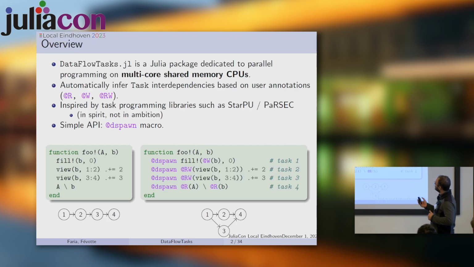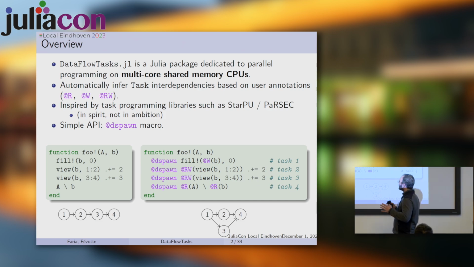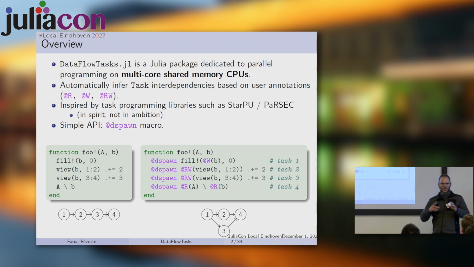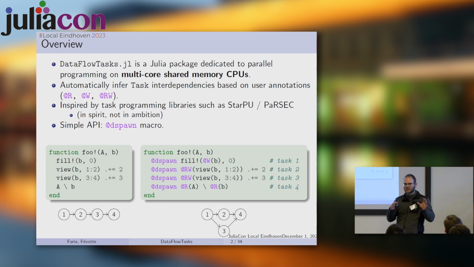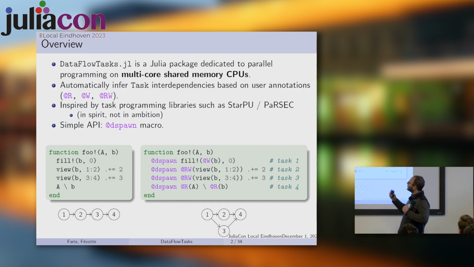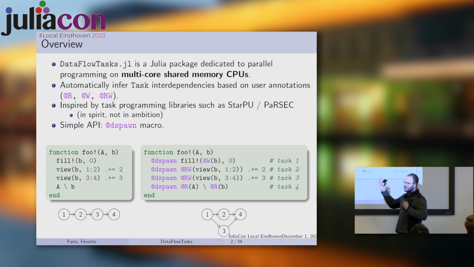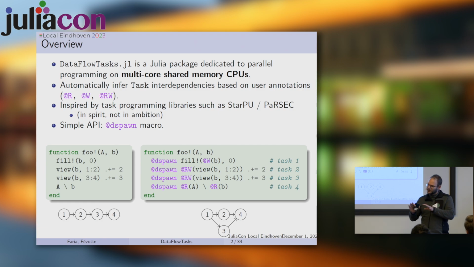So what this does is that it helps you express parallelism in a task-oriented way. If you know about things like StarPU or Parsec, which are task-based parallelism frameworks for linear algebra, these were kind of inspirations for us. But we do not have the same ambition because we only target multi-core shared memory parallelism on CPU. Okay, so it's less ambitious, but we do have the ambition to have a simple API, which is not really the case for StarPU or Parsec.